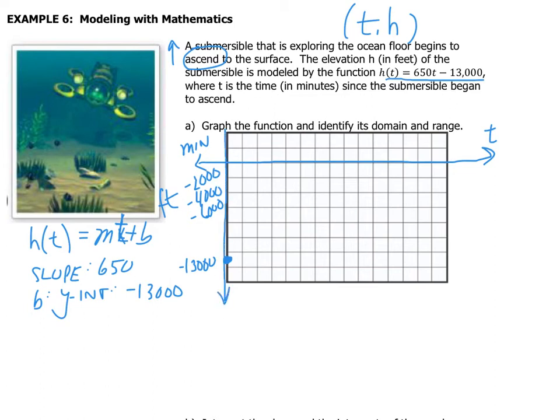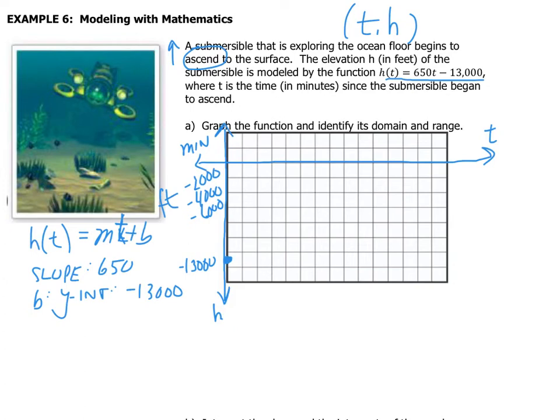this would be our h. Instead of the y-axis, it's more of our h-axis. Okay? So we have one point already. So then we have to plot a couple of other points. So let's just look at a couple of points.